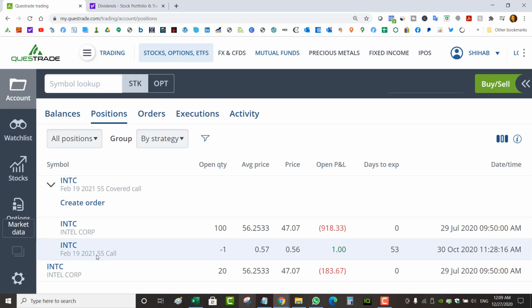recovers. Right now, the last call that I sold is February 19 at a 55 strike. But definitely, as soon as Intel reaches 55 and I can get out of this trade, I'm gonna get out, and I'm not gonna do this trade again.